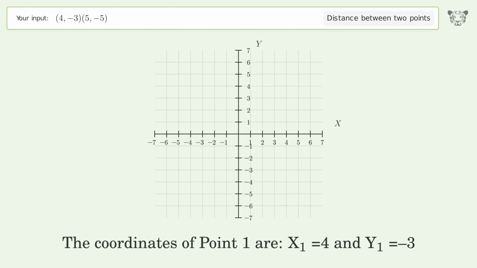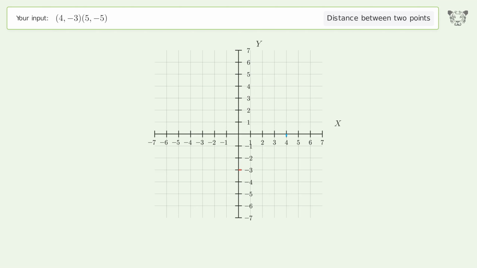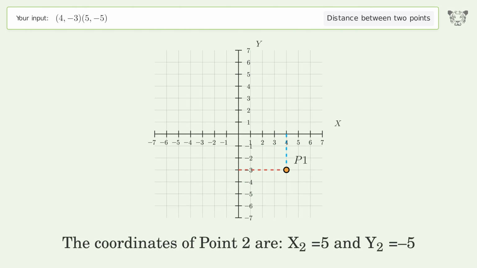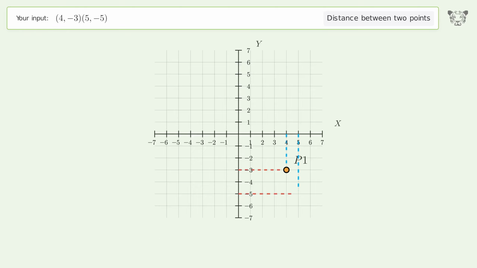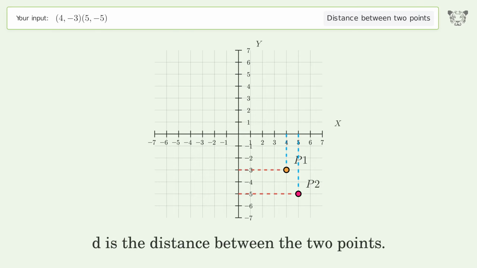The coordinates of point 1 are x1 equals 4 and y1 equals -3. The coordinates of point 2 are x2 equals 5 and y2 equals -5. D is the distance between the 2 points.